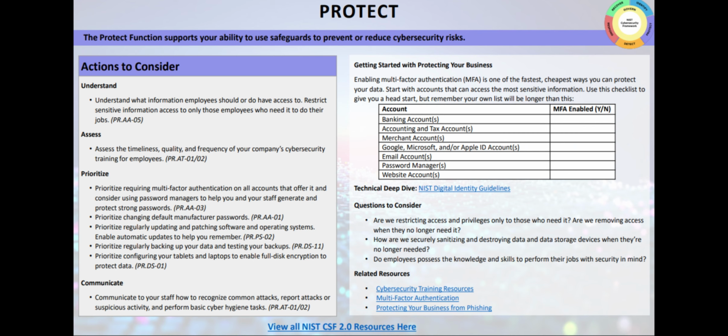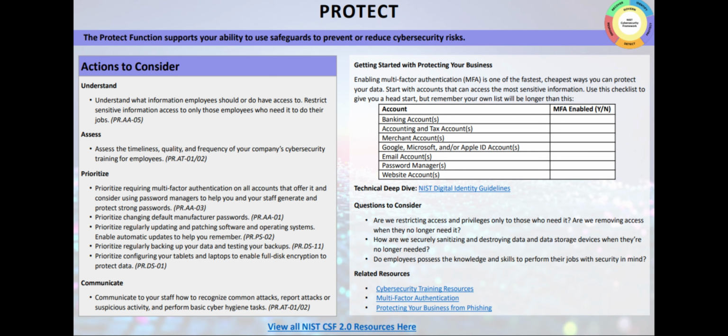The protect function supports your ability to use safeguards to prevent or reduce cybersecurity risks. Actions to consider. Understand what information employees should or do have access to. Restrict sensitive information access to only those employees who need it to do their jobs. Assess the timeliness, quality, and frequency of your company's cybersecurity training for employees. Prioritize requiring multi-factor authentication on all accounts that offer it, and consider using password managers to help you and your staff generate and protect strong passwords.